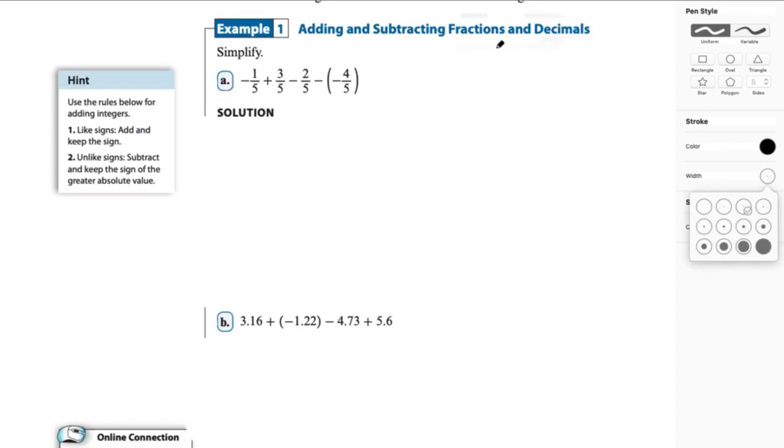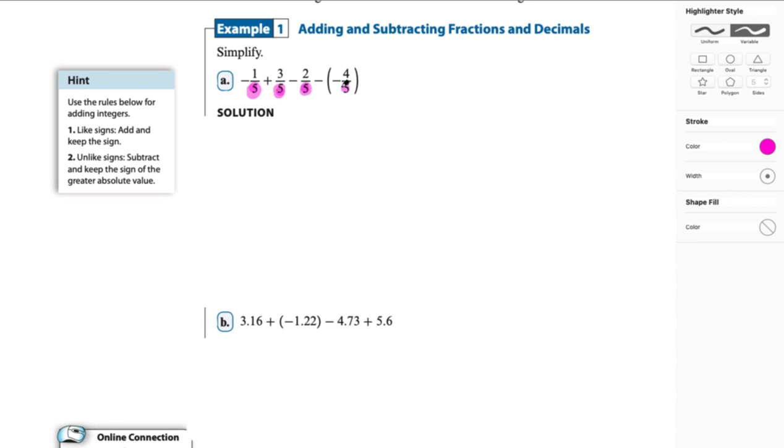So here we're going to be adding and subtracting fractions and decimals. So let's take a look. I'm feeling really happy to see that all of these denominators are the same. And we know that it is really important for us to have a common denominator when adding and subtracting. It is not important to have a common denominator when we're multiplying or dividing. So let's keep that in mind as we work on these problems.